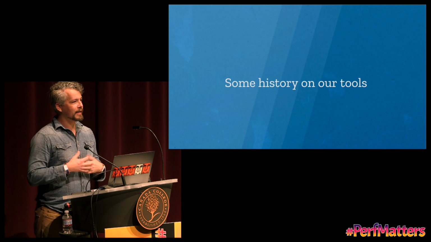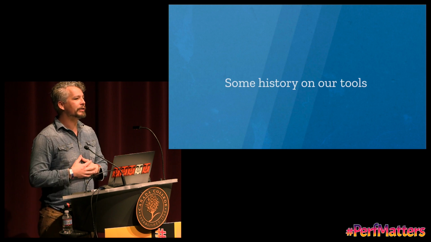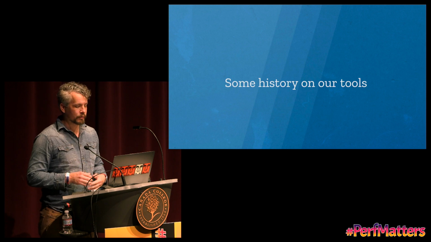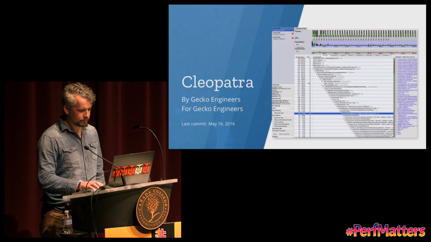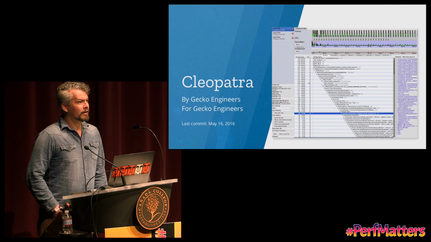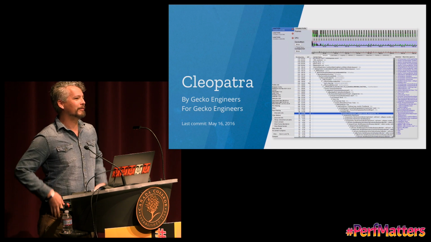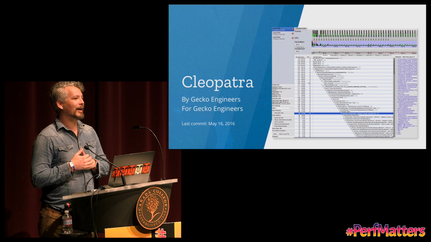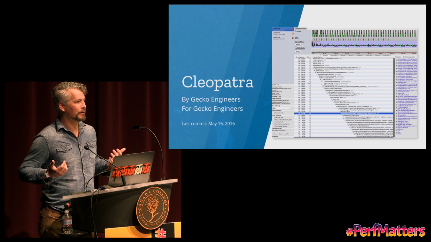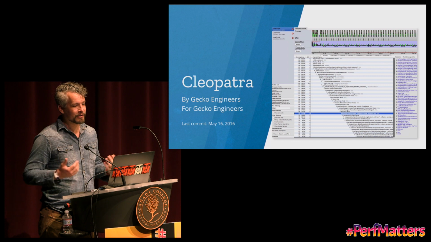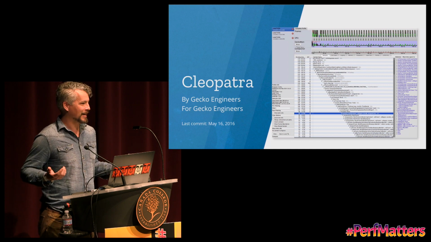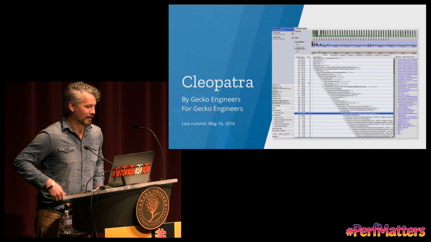For the first part of this case study, I'm going to dive into a little bit of the history of performance tooling at Mozilla. Initially, there was this tool called Cleopatra, and the names for internal Gecko components, which is the engine powering Firefox, were all ancient world names. So Cleopatra was the name. I don't know if there's any meaning behind that or not.